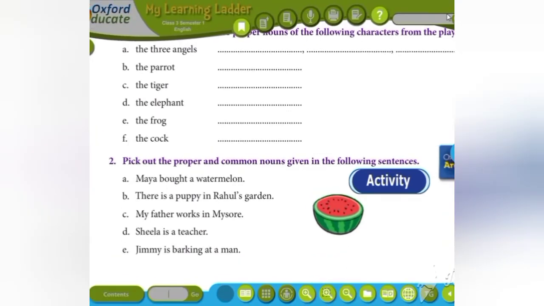So Maya is a proper noun or a common noun? Maya. I am particularly pointing a girl and saying her name is Maya, right? So it is proper noun. And watermelon. So am I pointing any one watermelon and saying the name of the watermelon? No, right? So watermelon, in common we used to say all the watermelons as watermelon. So the word watermelon is common noun.